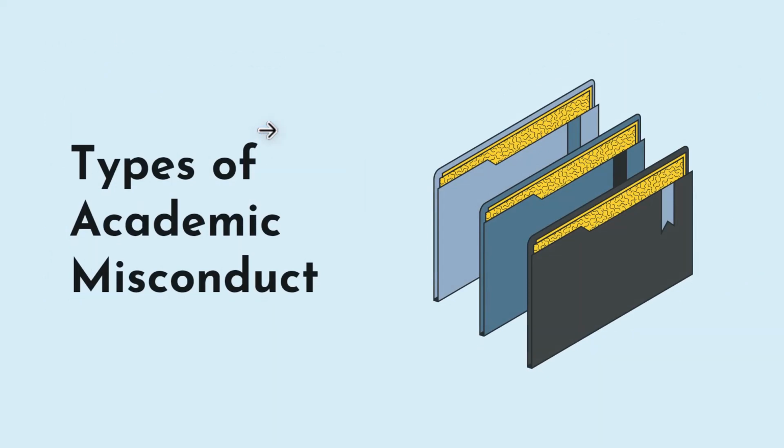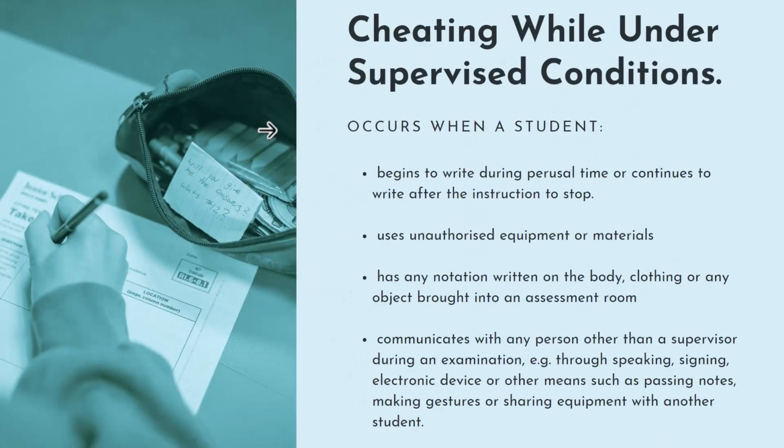We will begin by looking at different types of academic misconduct. Cheating while under supervised conditions. This is a form of academic misconduct that occurs when a student begins to write answers during a perusal time or continues to write answers to questions after being told to stop. It also occurs if a student brings in materials that are not permitted in the exam room. For example, a calculator into a non-calculator exam or a smartwatch into an exam room.